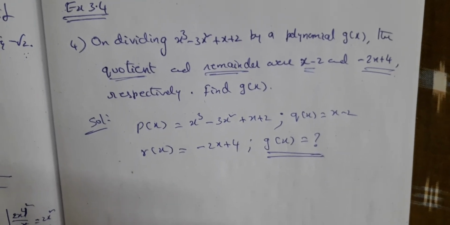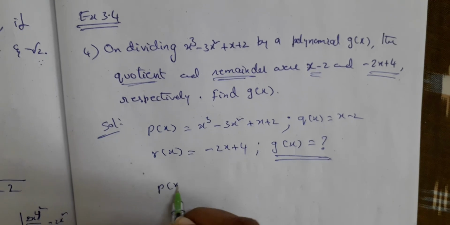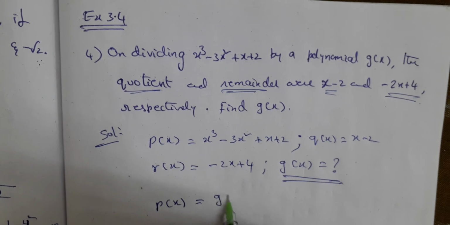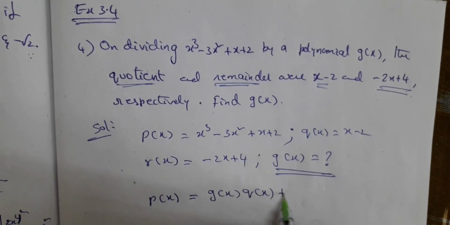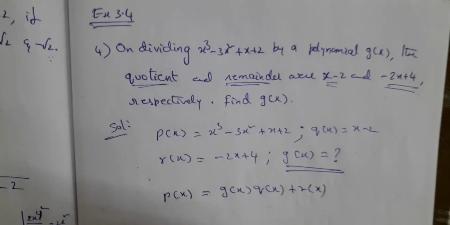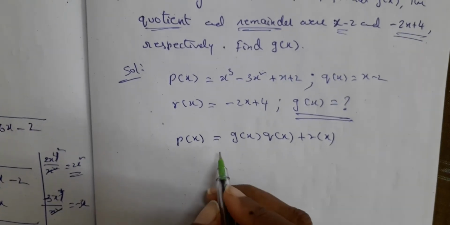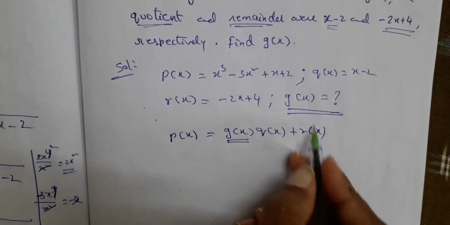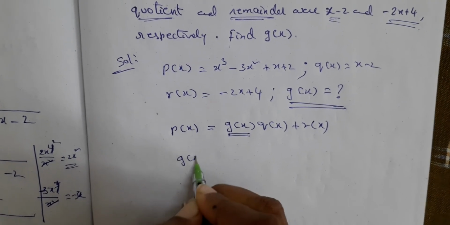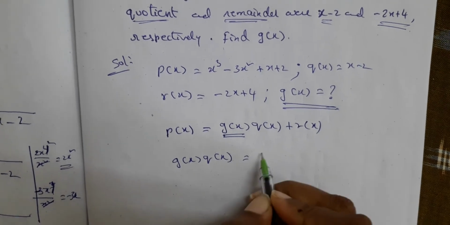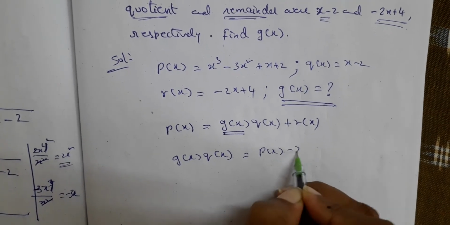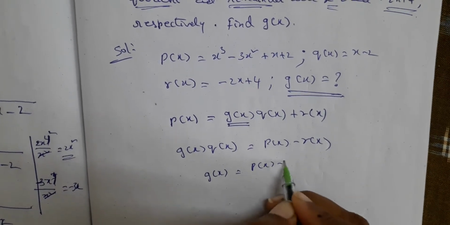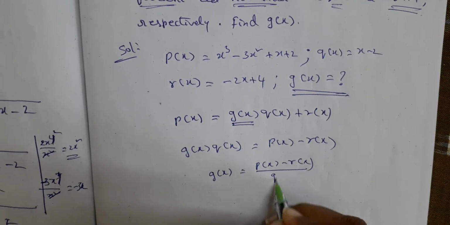So what is g of x? This is the question. So we can use the division algorithm equation: p of x is equal to g of x into q of x plus r of x. Okay children, our aim is to find out g of x. So therefore you can just shift r of x here. I am writing it like this for my convenience: g of x into q of x is equal to p of x minus r of x, or g of x is equal to p of x minus r of x divided by q of x.